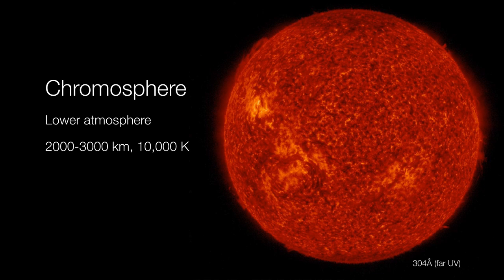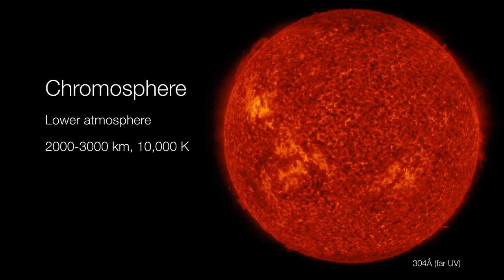We were at 5,800 Kelvin at the photosphere. Now we're up to about 10,000 Kelvin. And that's a little strange if you think about it. I mean, if you were to hover your hand over your stove and raise your hand up, you wouldn't expect your hand to get hotter. You'd expect it to cool down, and that's in fact what happens.